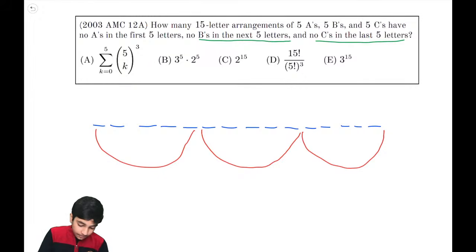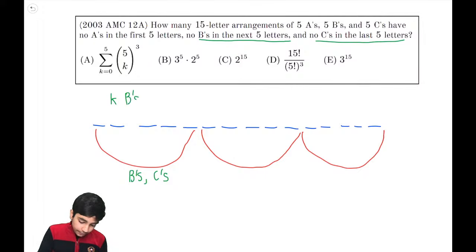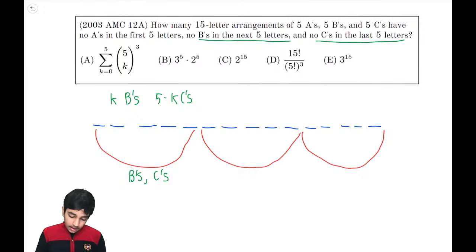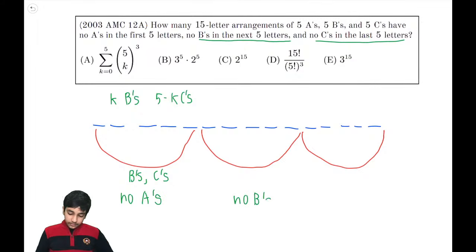So then we can see that the first 5 letters have to be only B's and C's. We don't know how many B's or how many C's, but all we know is that no A's can be in the first 5 letters, so it has to be only B's or C's. So let's just say that we have K B's and 5 minus K C's in the first 5 letters. Okay? Now, in the next 5 letters, there can be no B's.